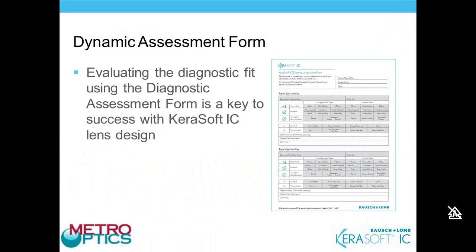So here's an example of a dynamic assessment form. This is available through the Metro Optics website. You can download it and make copies. And here you can see all of these steps of Morrison are laid out. This is a really good communication tool for the lab, because if you're struggling with the fit and contacting their consultants, they're going to ask you all of the details of the Morrison VA steps. So this will keep everything in order.